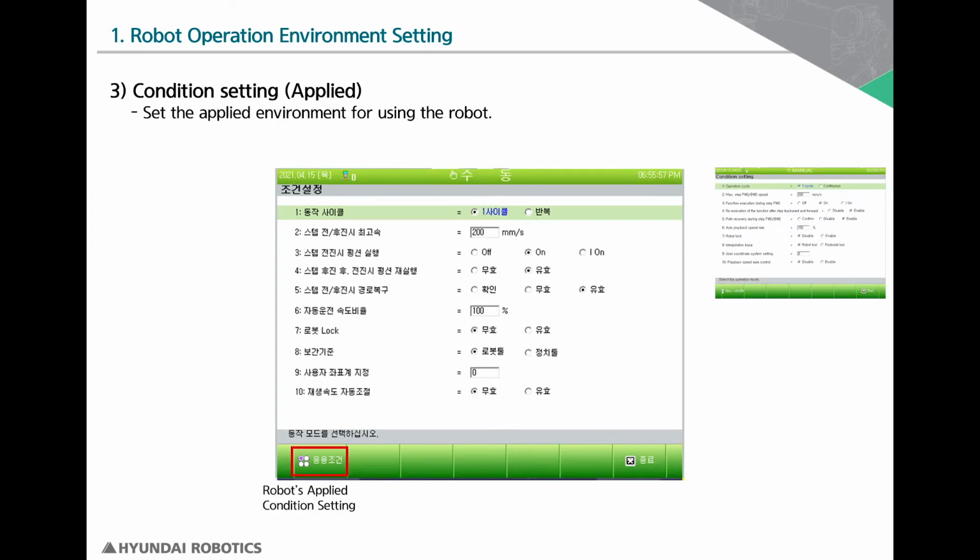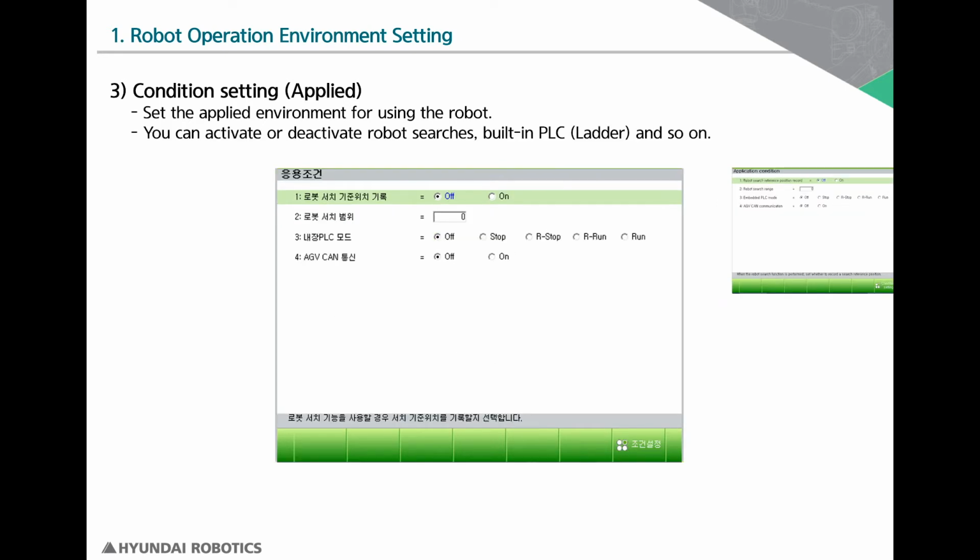At the left bottom of the Condition Setting menu, enter the Apply Condition menu. In the Apply Condition Setting tab, you can set robot searches and built-in PLC. For more details, see the Robot Control Manual. In the next chapter, we will discuss how to control and program the robot.